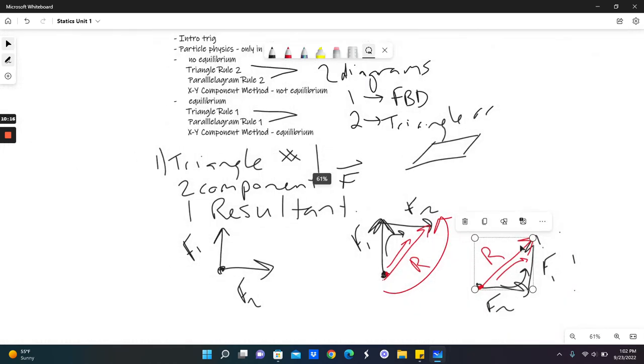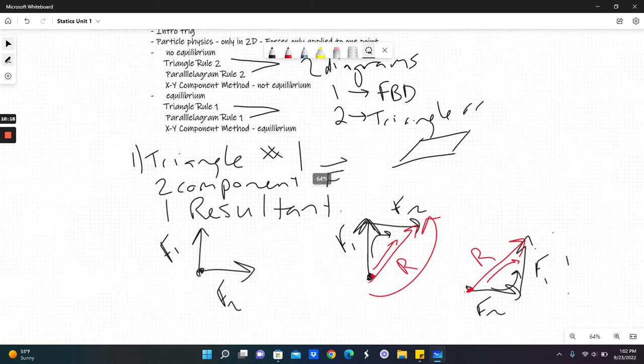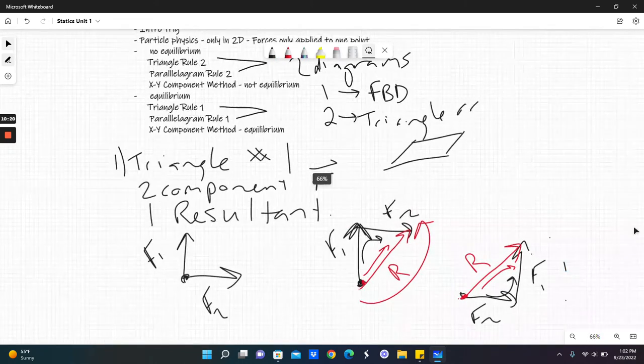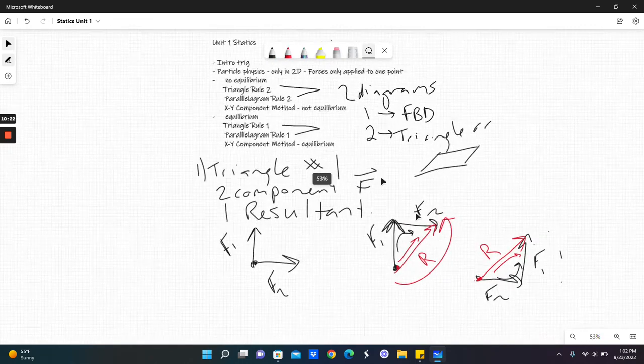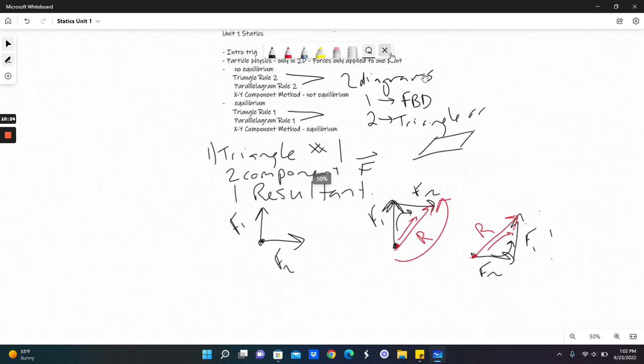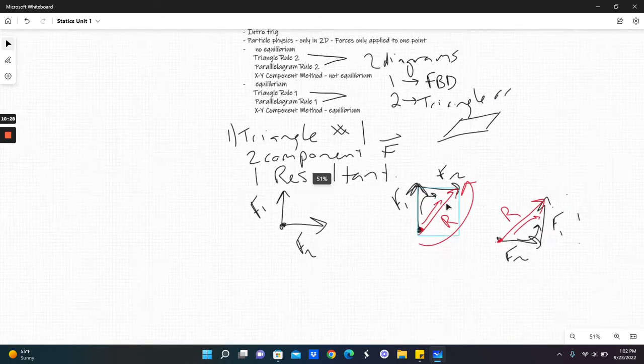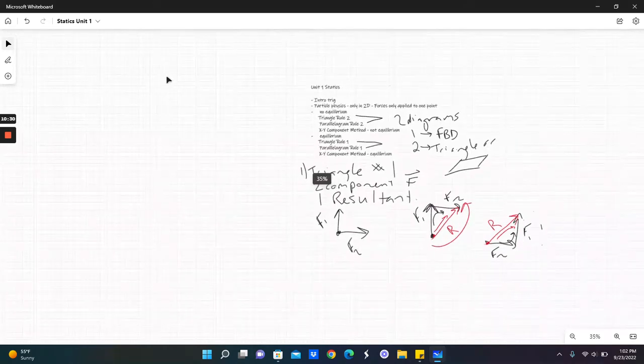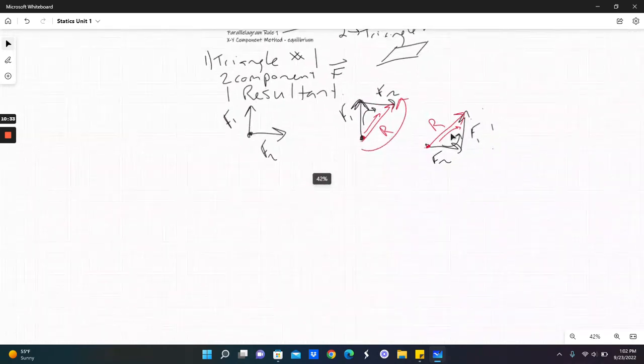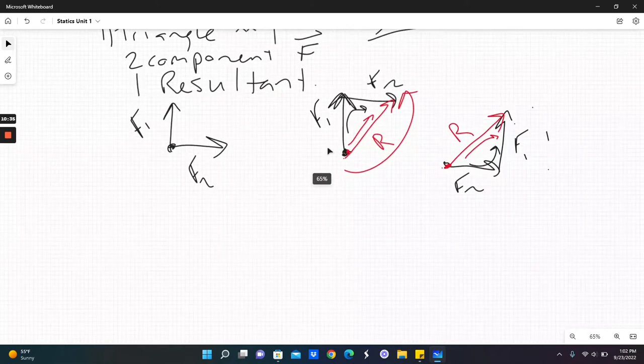How do we scroll down? Struggling. Hold on. How did I do that before? Okay, zoom out and then zoom in down here. I don't think that was the easiest way, but we'll figure it out later.